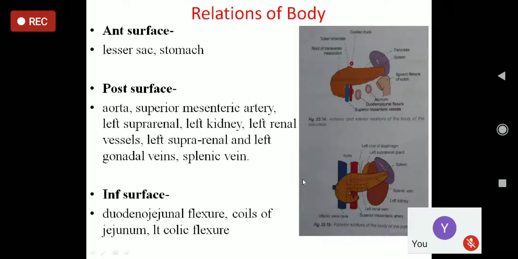And the inferior surface, they are related with the duodenojejunal flexure, the folding here, the coils of the jejunum, and the left colic flexure in relation to the spleen. So they are the structures in relation to the inferior surface. So jejunum will be here, and the duodenojejunal flexure is here. So they are the very important structures in the anterior aspect, posterior aspect, and the inferior aspect of the body of the pancreas. So for exam purpose, the relations are important for gross.